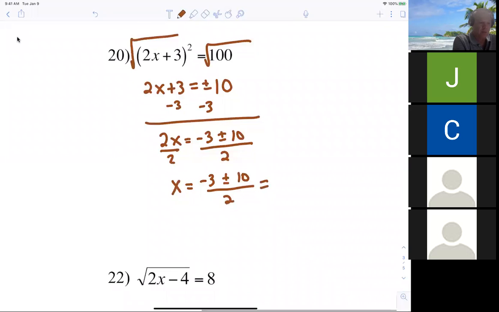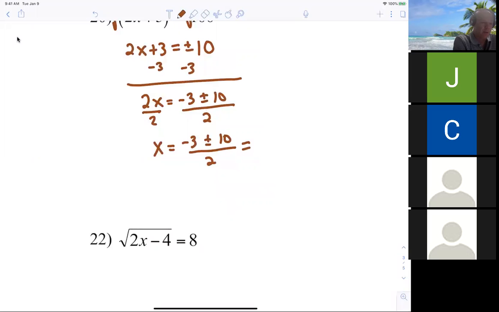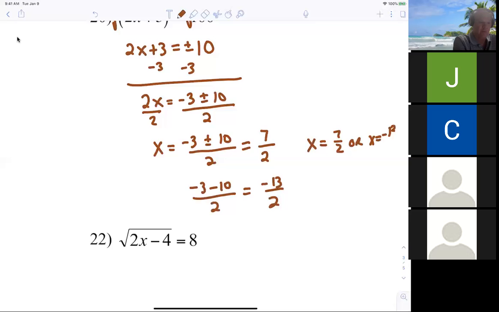So negative 3 plus 10 is 7, over 2. Then negative 3 minus 10, divided by 2. So the two answers are 7 over 2 or negative 13 over 2.